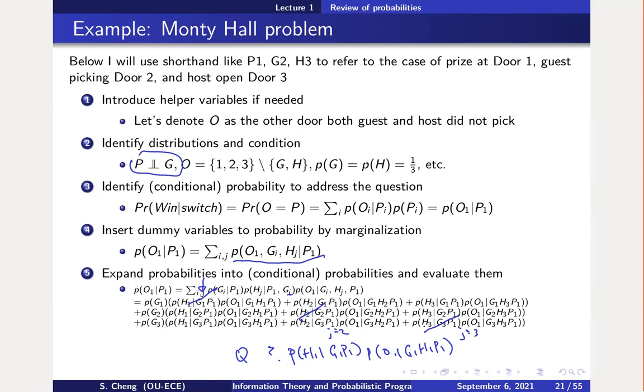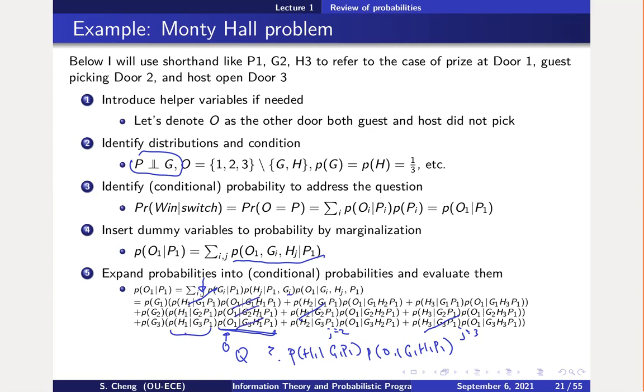But indeed, this whole column should be equal to 0, though not because of the first term here, but because of the second term here. This will be all 0 because remember the other door is the door that the guest and the host didn't pick. So if the host picked the first door, the other door cannot be the first door. So therefore, all of this will be 0 as well.